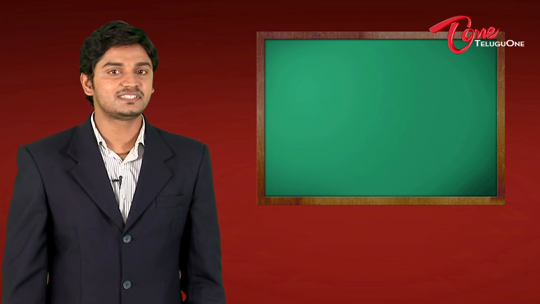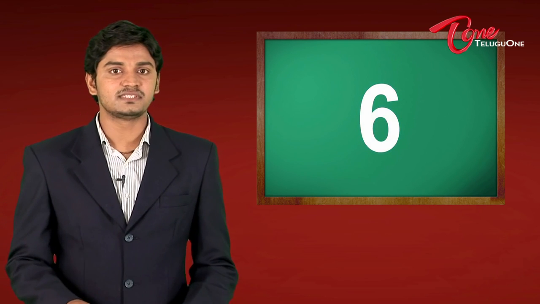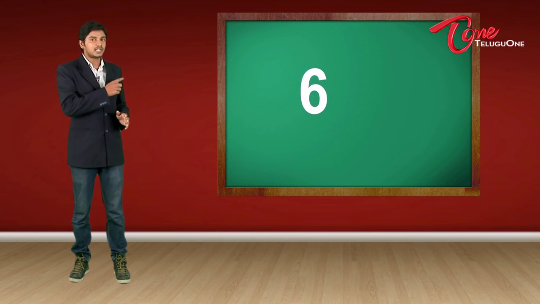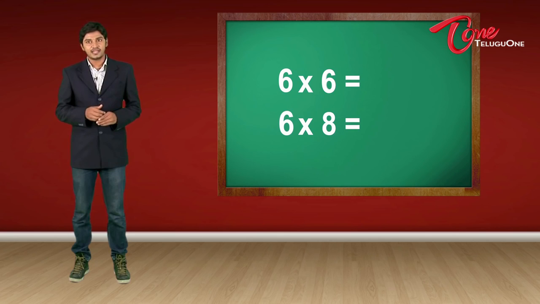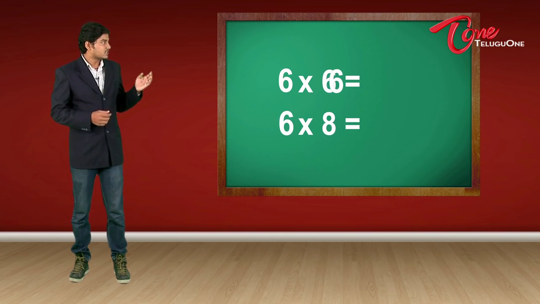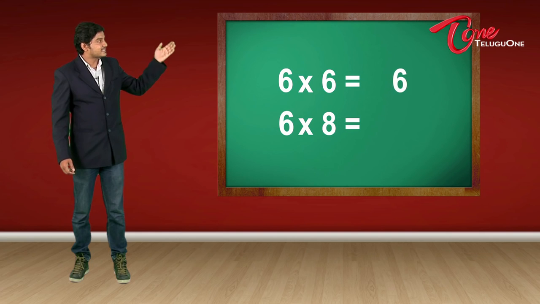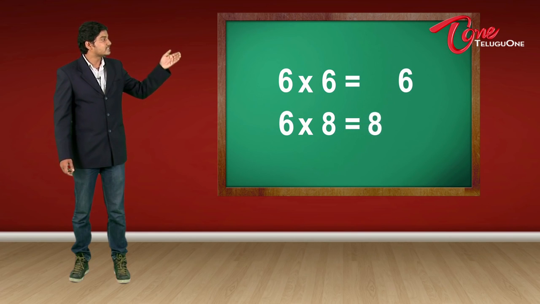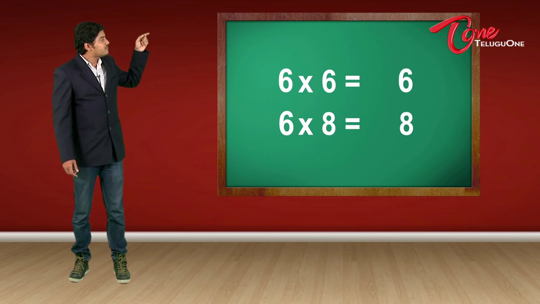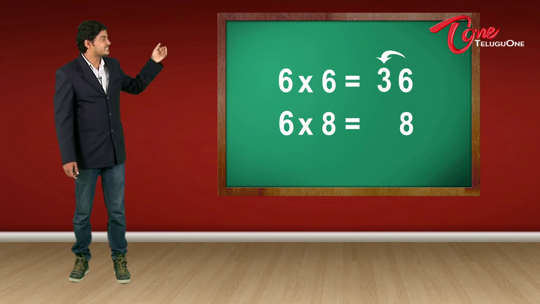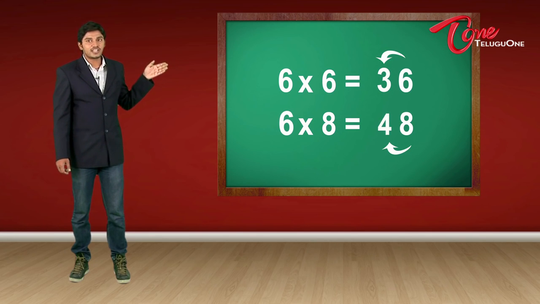Now, let us go to table 6. You don't have to memorize the entire table 6. We're going to learn only 6 times 6 and 6 times 8. Okay, so 6 times 6. I write my 6 as it is. Then, for 6 times 8, I write 8 as it is. Now, half of 6 is 3. Write 3 just before 6 and it is 36. And for my 6 times 8, I write 4 before my 8 and it is 48. So, now we have seen that 6 times 6 and 6 times 8 will do the entire 6 table.